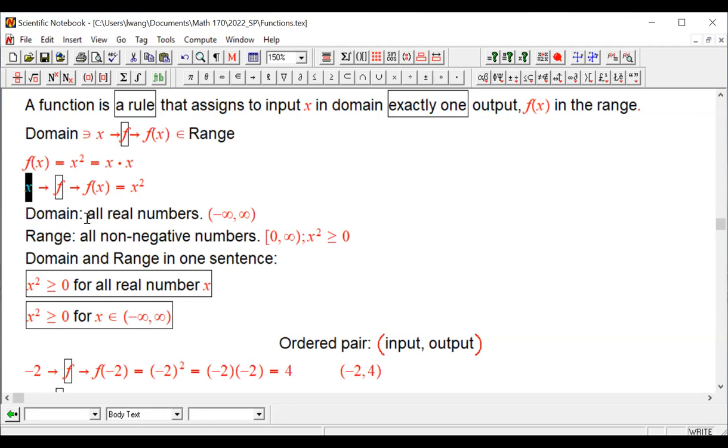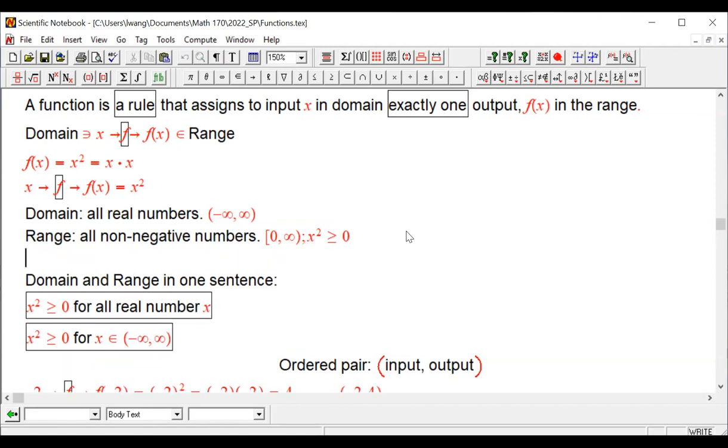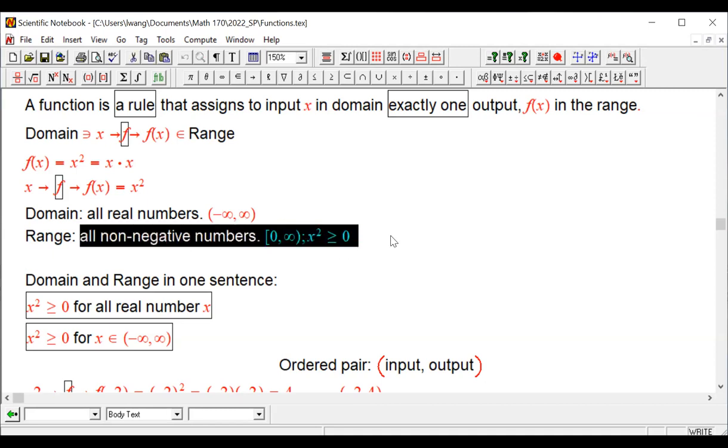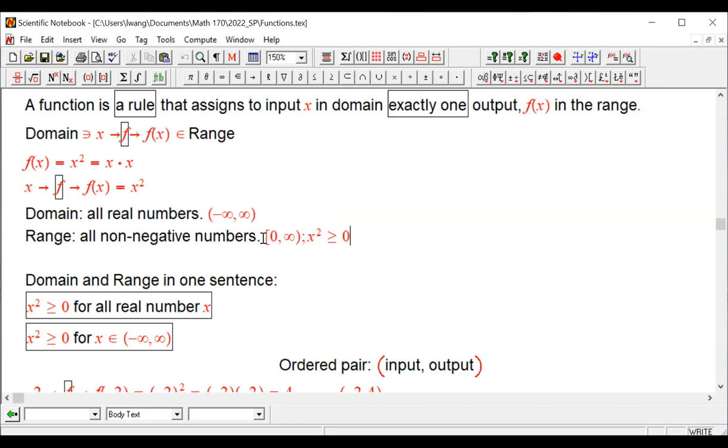And obviously the domain is all real numbers, right? You can do that with all real numbers. How about the range? Well, if you take any real number and multiply it by itself, it's never going to be less than 0. So it's all non-negative numbers. We have the interval notation, the algebraic notation, domain and range in one sentence. I believe this function is pretty familiar to all of us. If you have any questions, please don't hesitate to ask me.